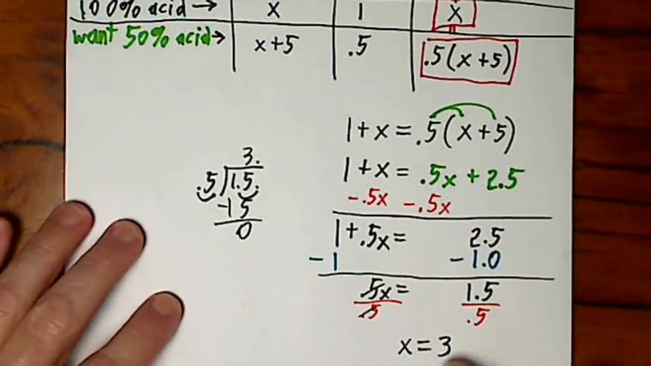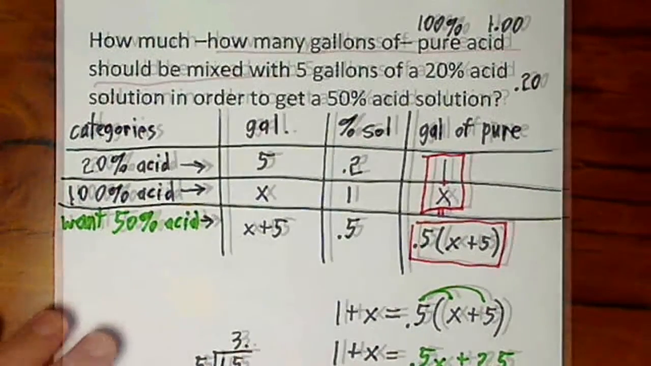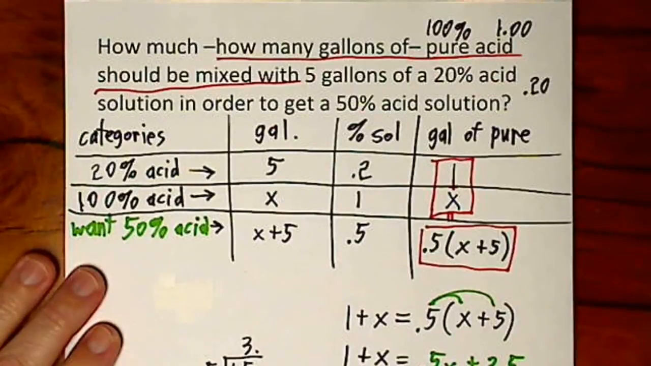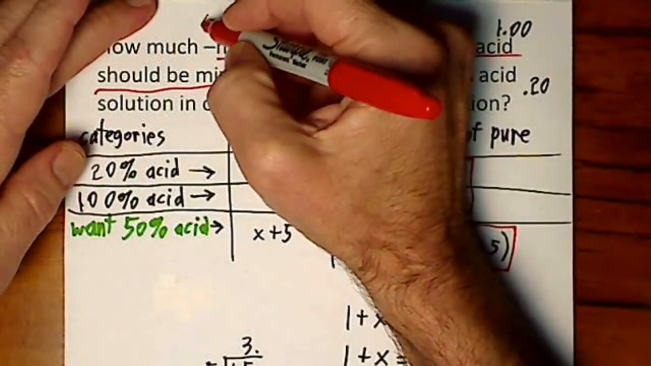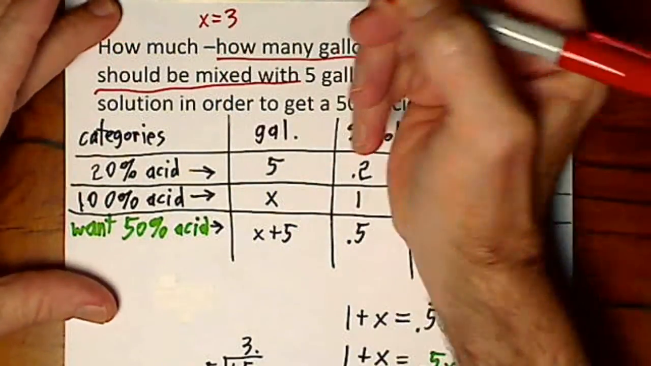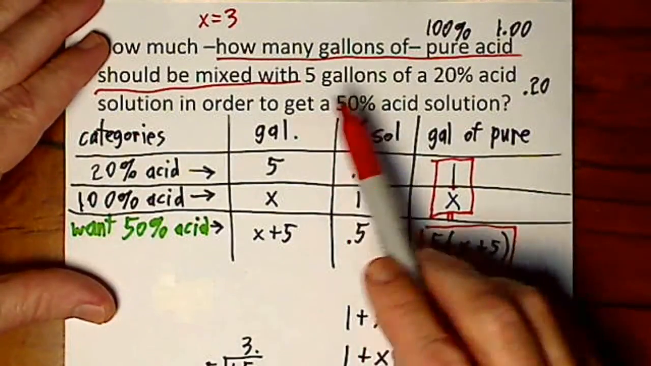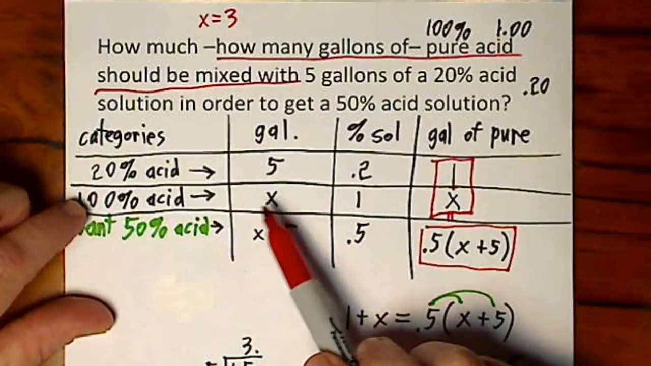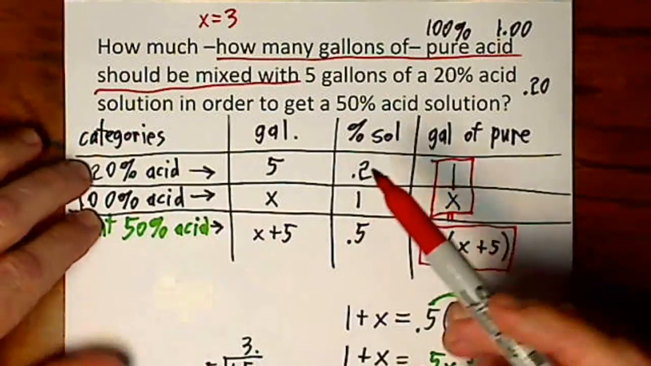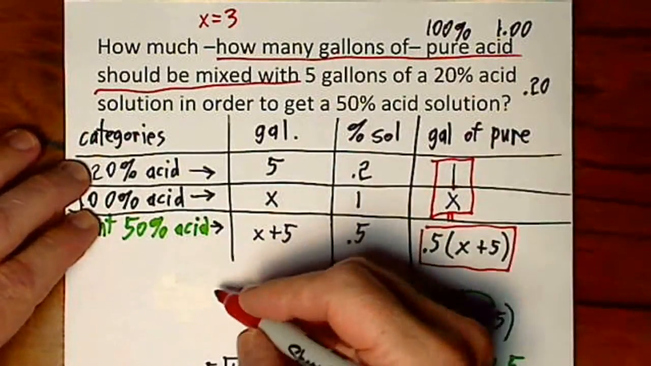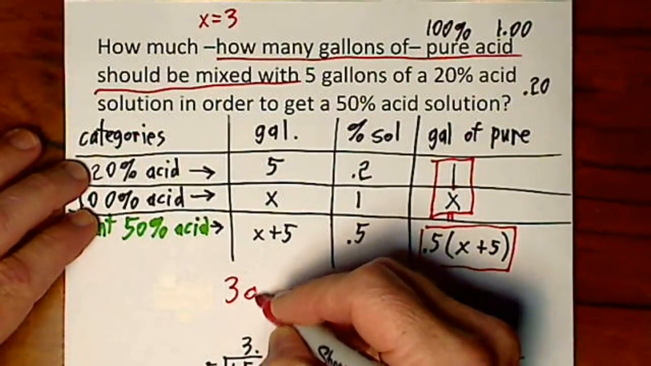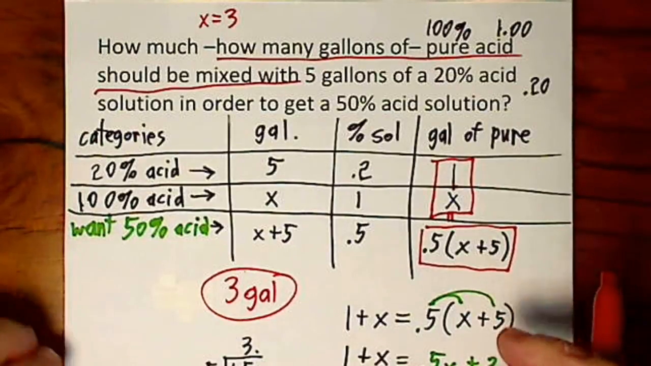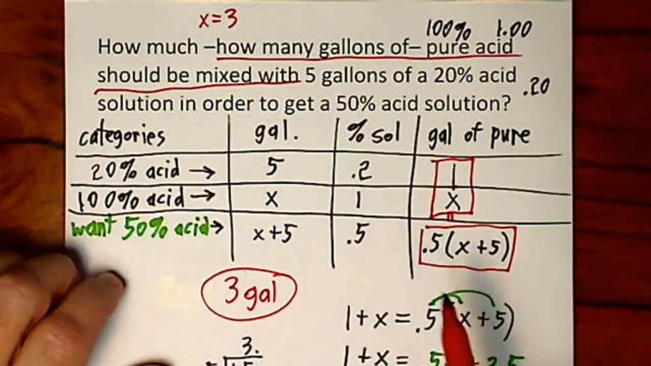Remember, x is equal to 3, okay? Let's go back up to the top. Instead of remembering that x is equal to 3, I'm going to write x equals 3, and then how many gallons? We need to mix 3 gallons of pure acid. So to answer that question, we would say 3 gallons. And that would give us a 50% acid solution.